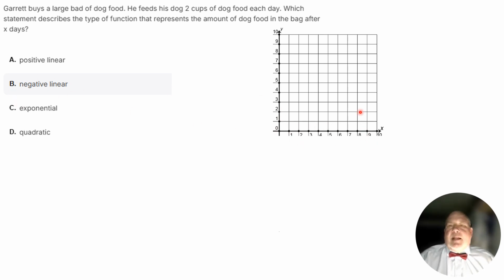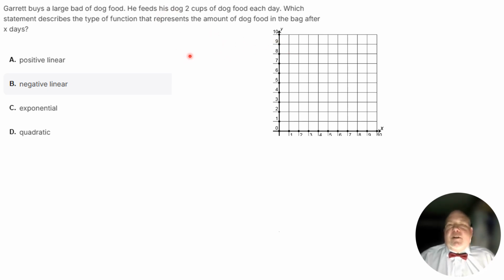Exponential would look like this, or it would look like this, depending upon whether it was exponential growth or exponential decay. Okay. And then quadratic would look like a U. So you would have a U on here. All right. So in this situation, here's the key thing.